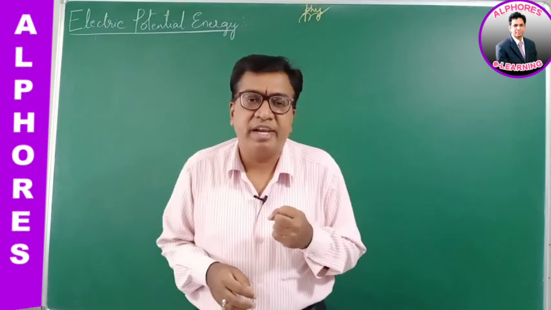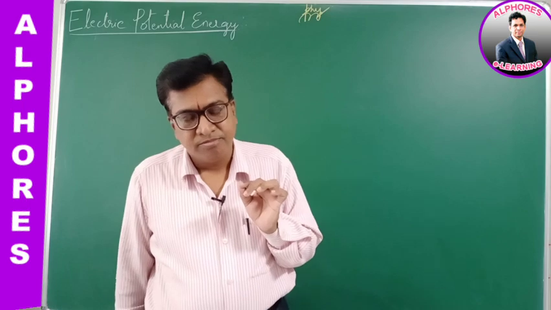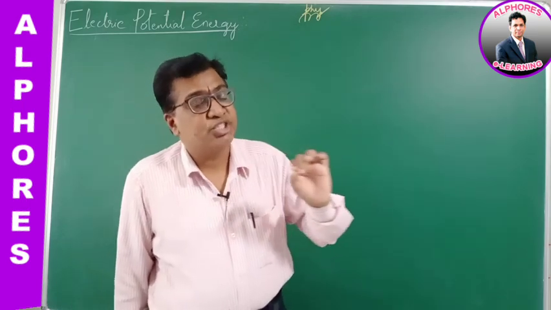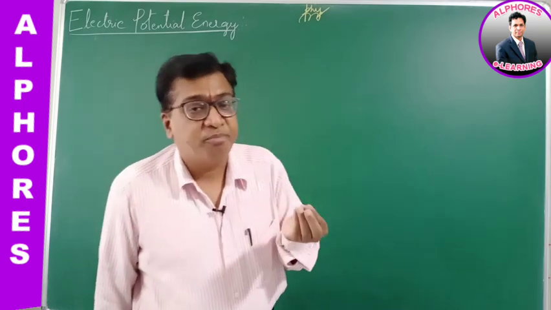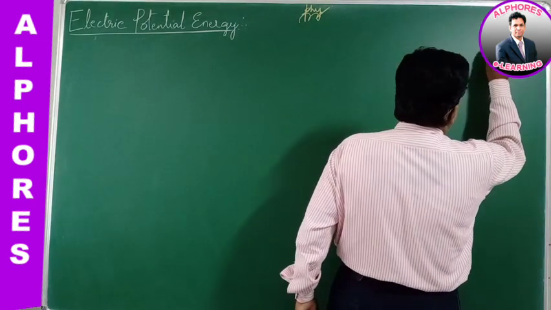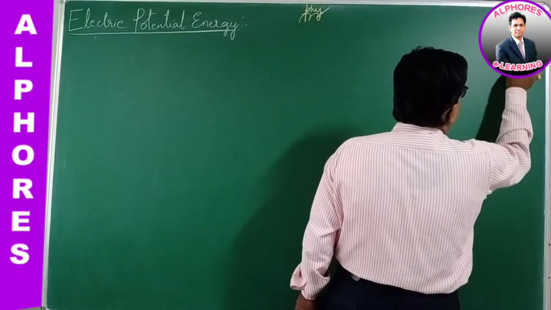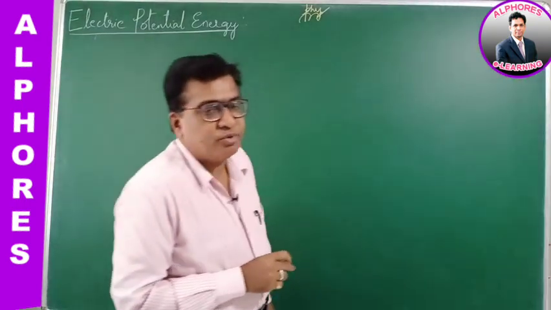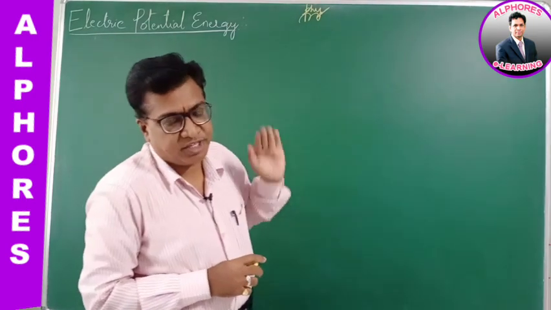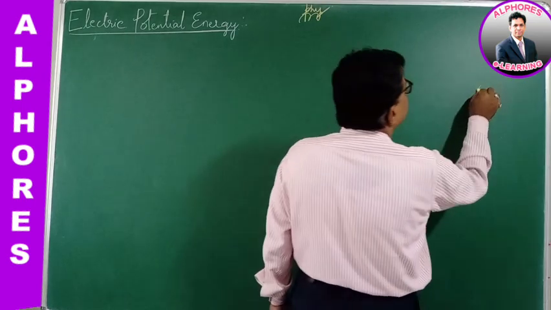Electric potential is the electrical state of the body. It determines the direction of flow of charge. Electric potential V is the amount of work done per unit charge, the work done in moving a unit positive charge from infinity to the point in the field.